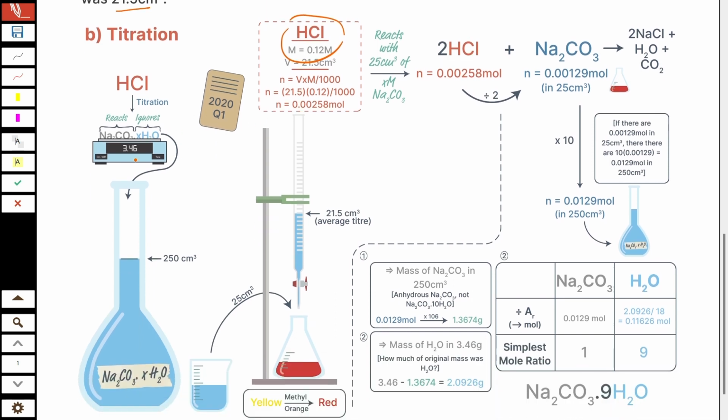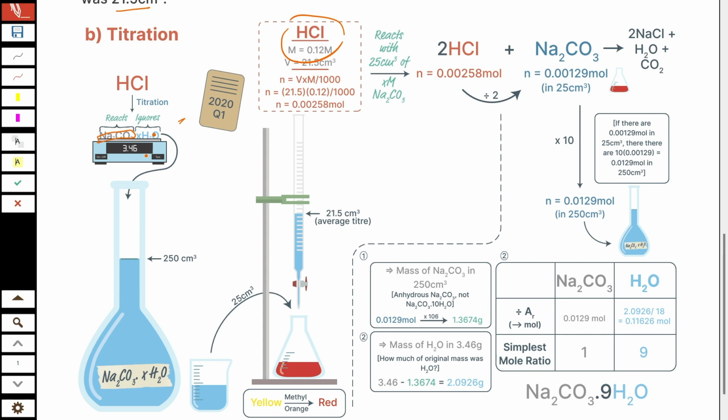So we weighed out 3.46 grams of our sodium carbonate crystals. When we do our titration, it's important to recognize that what's going to be reacting with the HCl is the sodium carbonate, not the water. So even though we're weighing out 3.46 grams of this, we don't know how much of that is water and how much of it is sodium carbonate, because we do not know the value of X. That's what we're trying to determine.